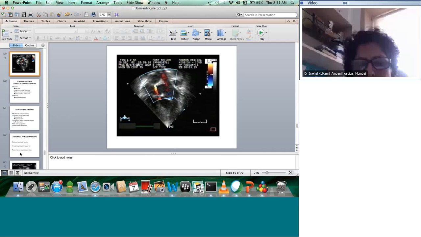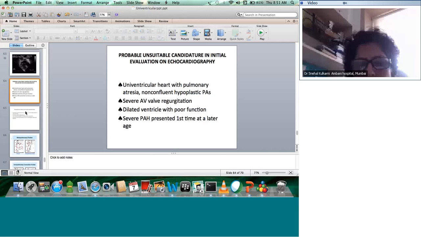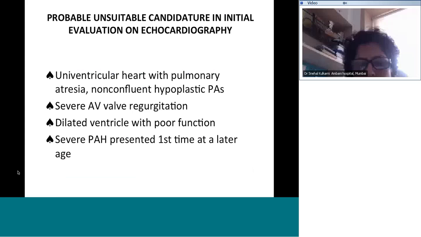So, in general, there are some incremental risk factors where you can say probably unsuitable, because it's not that every patient has to undergo a univentricular repair for a Fontan completion, because if you do a Fontan, it's not going to work for a long time. We need to assess those risk factors very carefully, and these are, I feel, probably unsuitable candidates in initial evaluation on echocardiography or clinical evaluation.